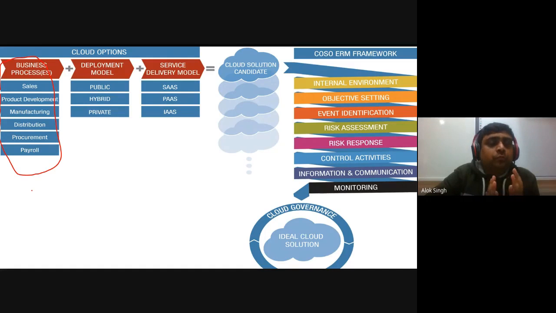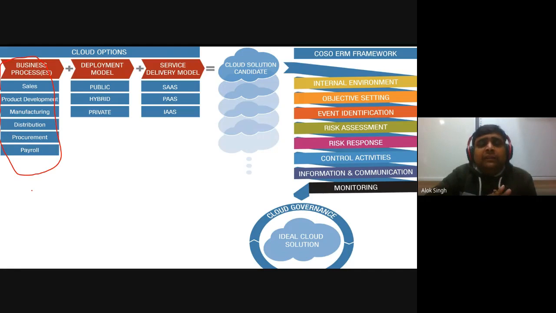Public model is there, private is there, hybrid is there, community is there, and many new models are also there. So you should choose the right combination of deployment models. Next is the service delivery model: software as a service, platform as a service, and infrastructure as a service. These are the various cloud options that you should deploy. So first you should map your business processes, after that deployment models, and after that service delivery models. That is basically deploying cloud.